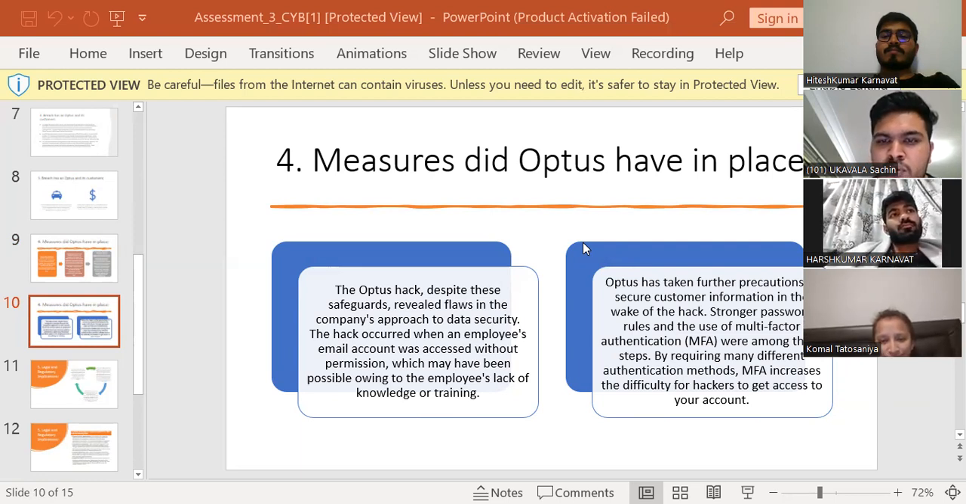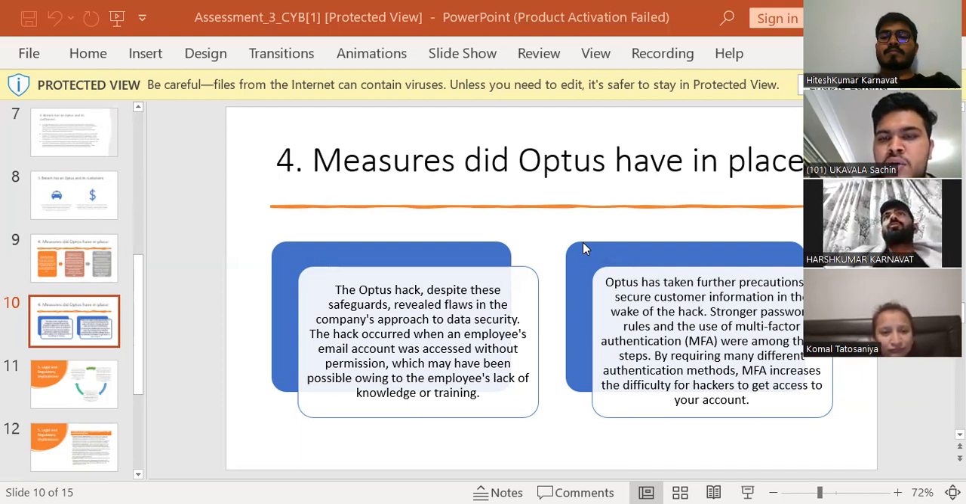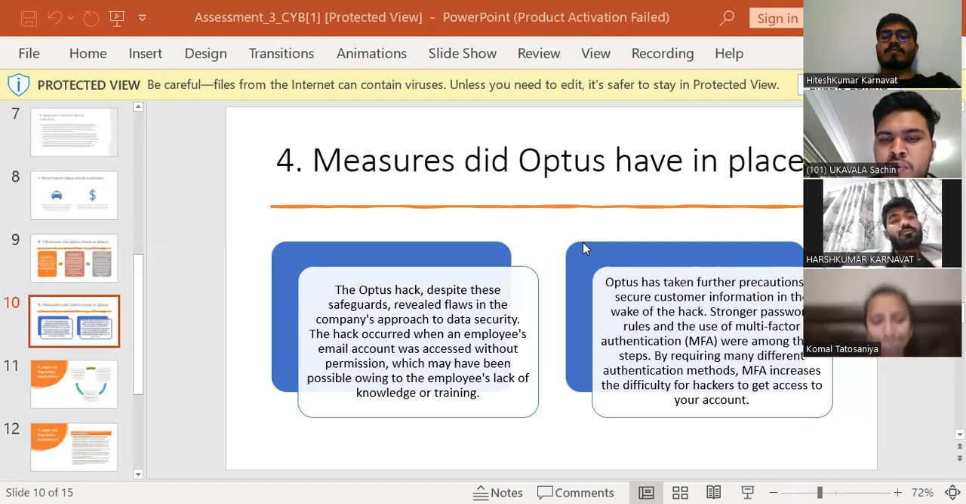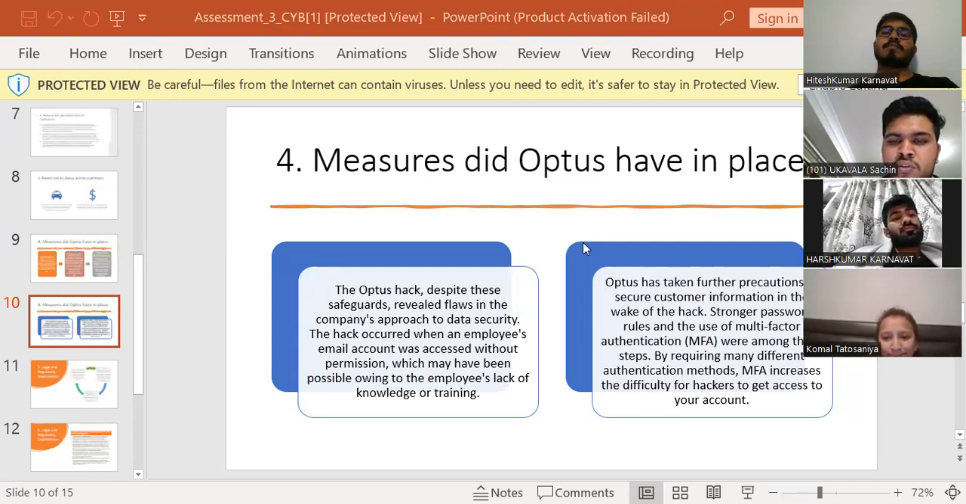Optus has taken further steps to secure customer information in the wake of the hack: strong password rules and the use of multi-factor authentication, where among these steps it requires many different authentication methods. MFA increases the difficulty for hackers to get access to your account. Next slide.